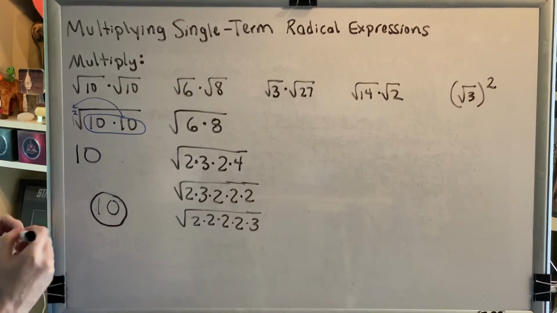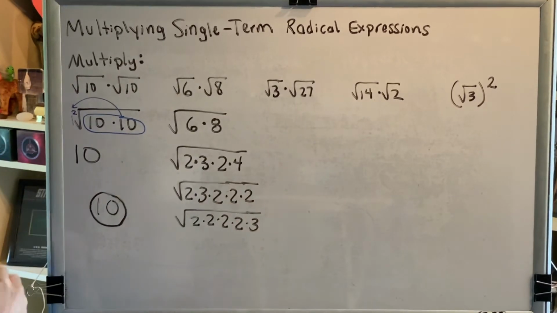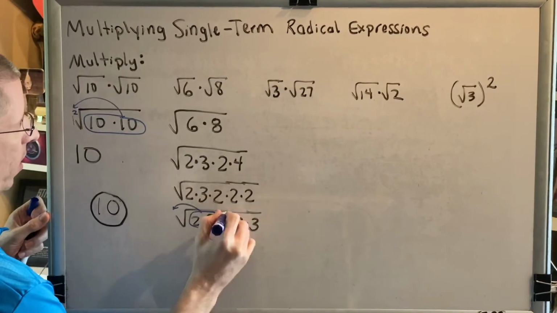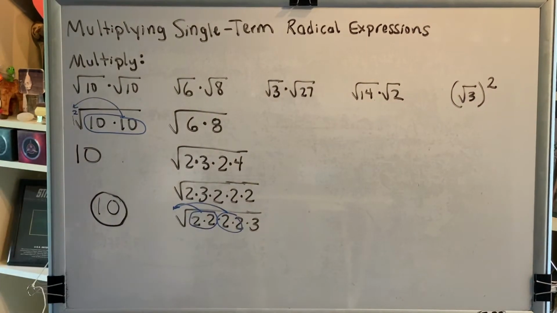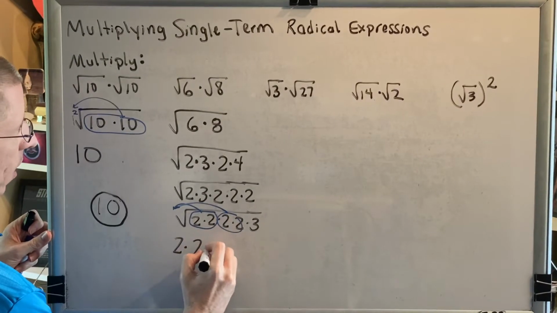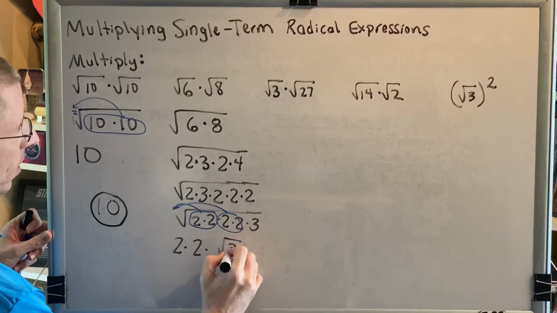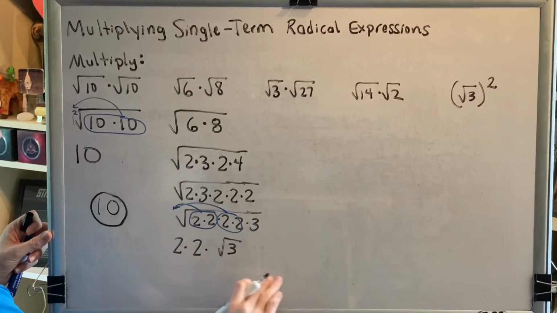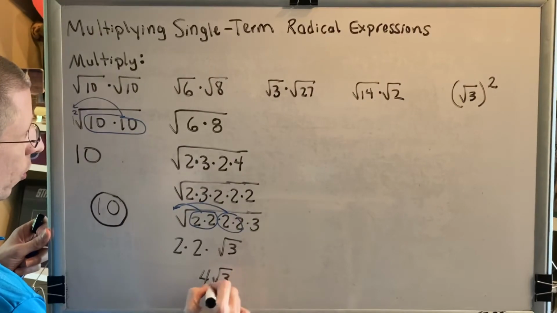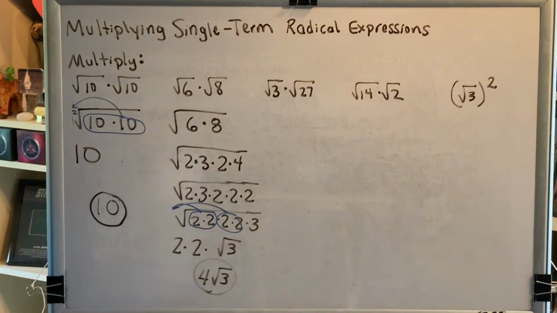And now, since this is a square root, I'll make my pairs. So, here's a pair, here's a pair. Each pair sends one representative out to multiply. So I get a 2 on the outside, another 2 on the outside, and a 3 that remains inside. Multiply the outside stuff, multiply the inside stuff, we get our final answer, 4 times the square root of 3.